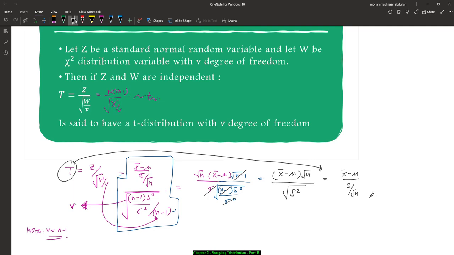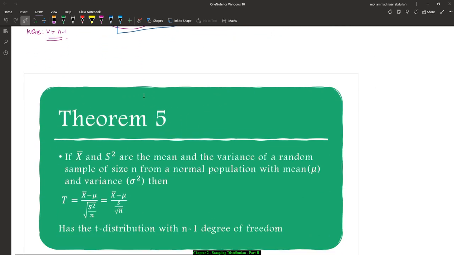So this leads to theorem number 5, which is when you have a t distribution, right? So x bar and s square are mean and variance for random variable and sample size n, from a normal population with mean equal to mu and variance equal to sigma square, then the t distribution, the formula for t distribution is x bar minus mu divided by s over square root of n.